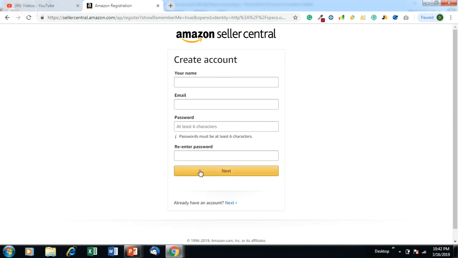I don't think I have to go through this procedure, but it will ask about your personal details if you are registering as an individual, or your business details if you are registering as a business. At some step it asks whether you want to register as an individual account or a professional account. I think there will not be such a choice, so it will be the professional account by default.